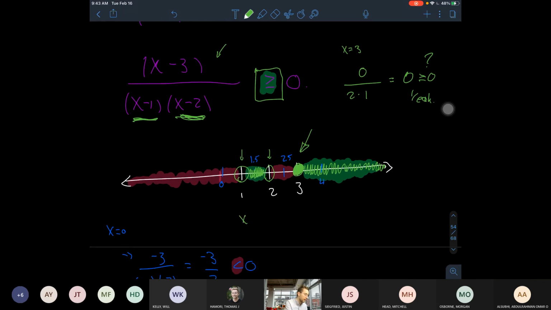Okay, so our end result would be x is in (1, 2) union, and then we should have a bracket, [3, infinity).